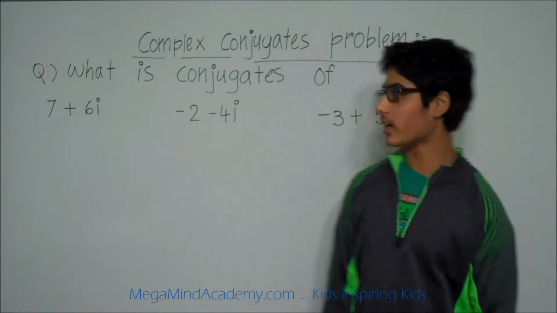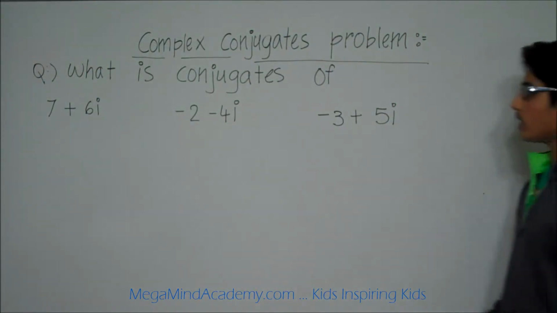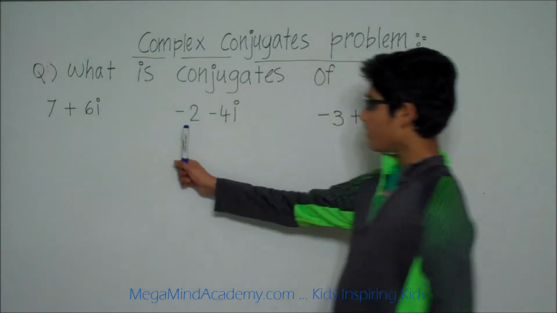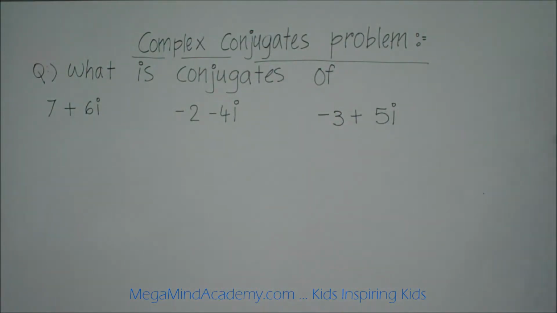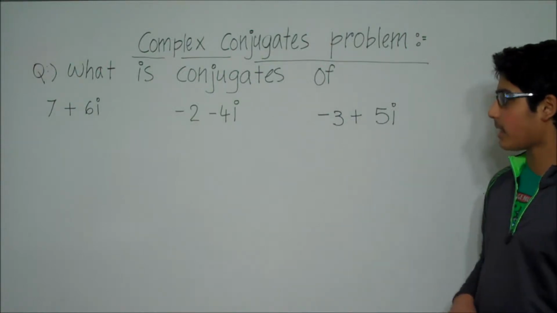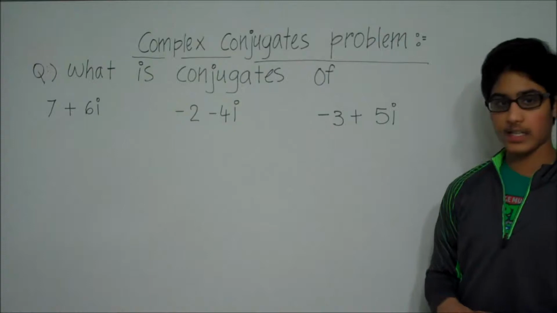Today we're going to learn about complex conjugates problem. What are the conjugates of 7 plus 6i, negative 2 minus 4i, and negative 3 plus 5i? So before we find the conjugates of these complex numbers, let's first understand what a complex conjugate is.